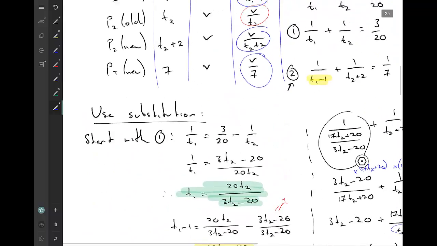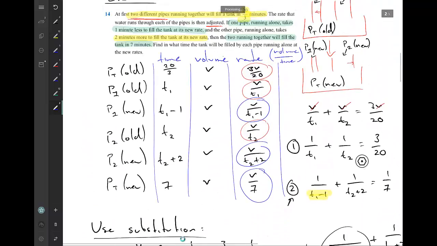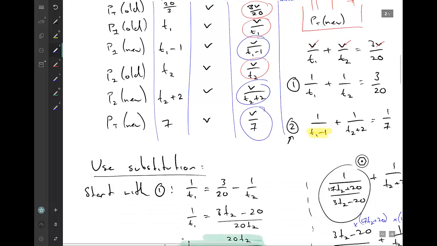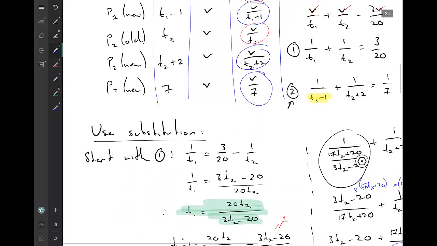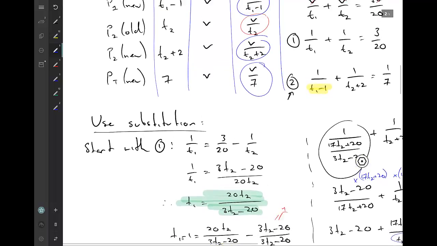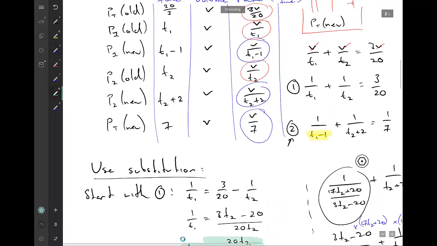And we'd be very tempted to stop there, but if we scroll back to the question and see what it's asking, it's actually asking us to find what time the tank will be filled by each pipe running alone at the new rate. So this is here really the key bit of information. So we found the old rate. Have we just spent a whole lot of time wasted? Well, no. All we need to do to find the new rate is look at these two things here.